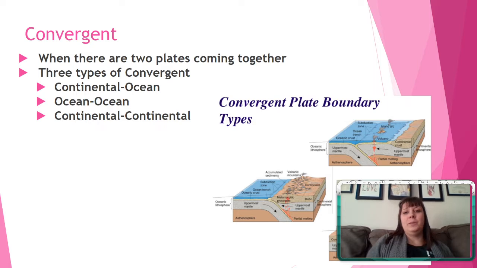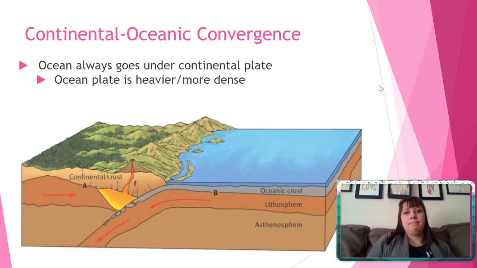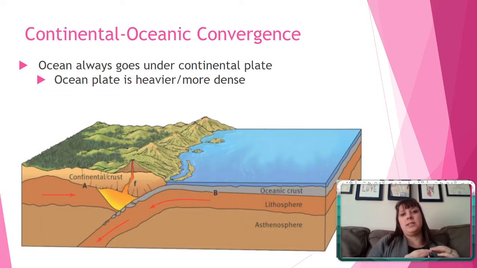That can be a pretty big deal because they're going to behave differently when they collide into each other with the different types. So continental oceanic always goes under the continental plate. The oceanic plate is usually heavier. It's more dense. The material it is made out of is more dense. So it will usually be the one that is going underneath the continental plate, creating some subduction.